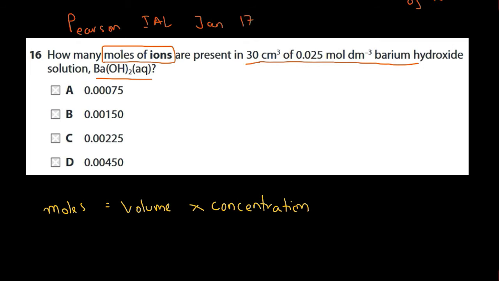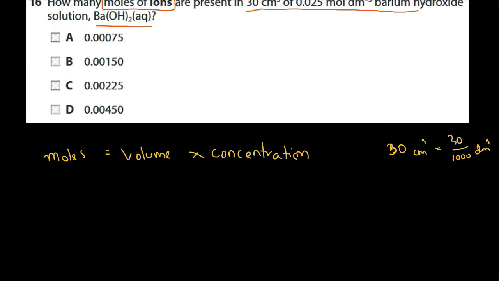The concentration here is in mole per dm cube, right? So if you remember correctly, the unit of volume that we should use should be dm cube. So we're going to convert 30 cm cube to dm cube. So 30 cm cube is equal to 30 by 1000 dm cube. So we know the volume. We're going to plug that volume in here and find the moles first. 30 by 1000, I'm just going to say 3 by 100.